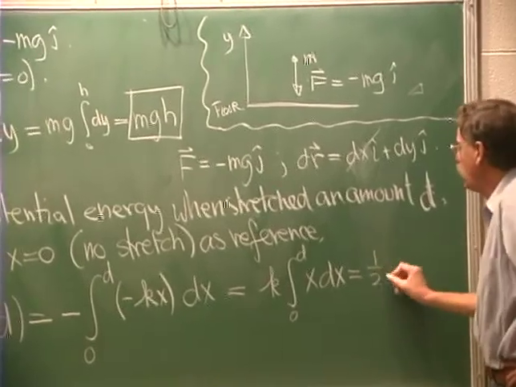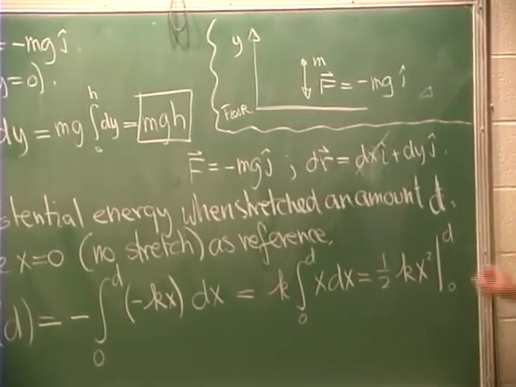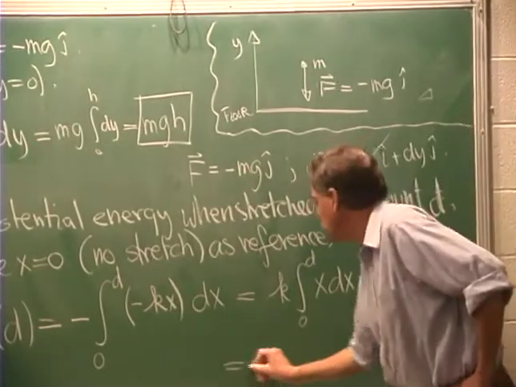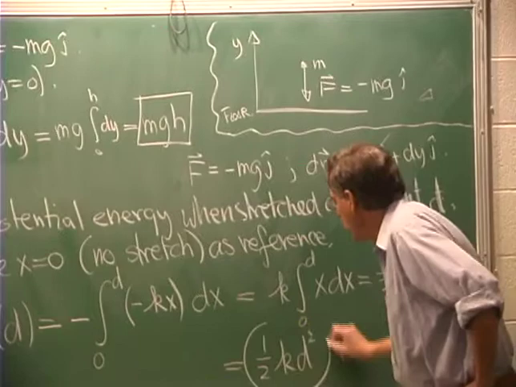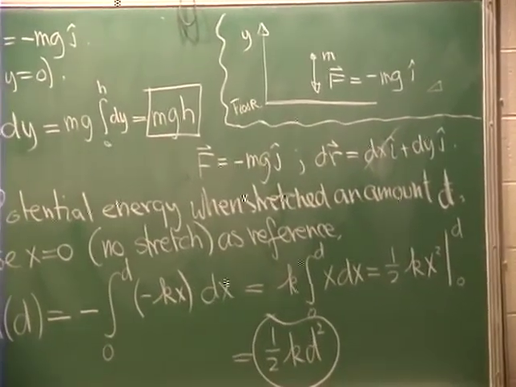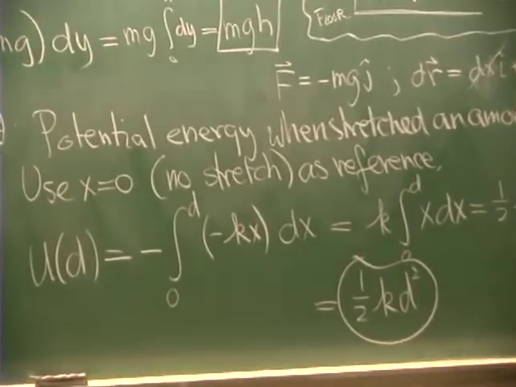What's the integral of x dx? One half x squared. So this is one half k x squared, evaluated between the limits 0 and d. At the upper limit, I get one half k d squared, and at the lower limit, I get nothing. So this is one half k d squared. That's the potential energy of a spring that's been stretched out an amount d.